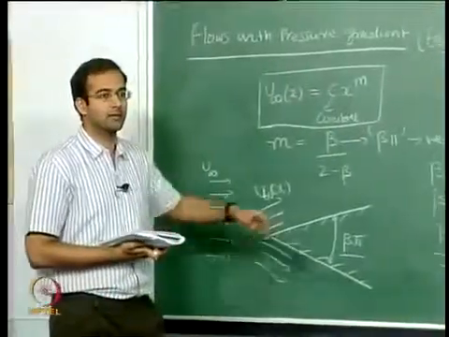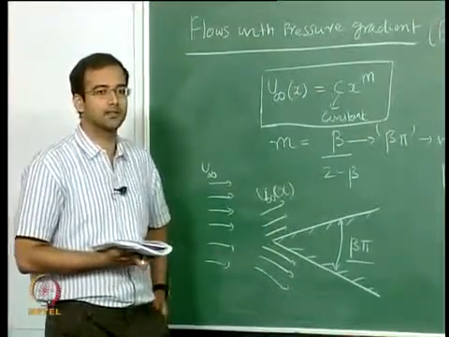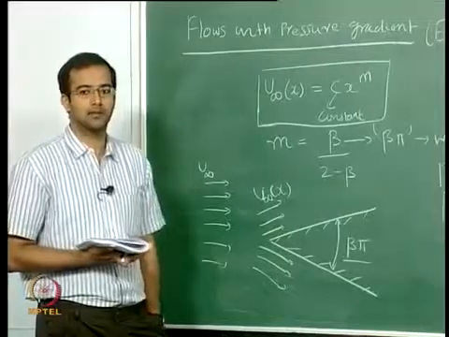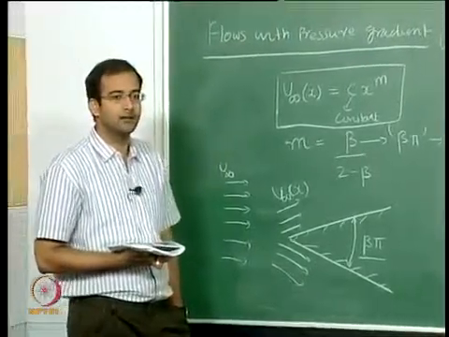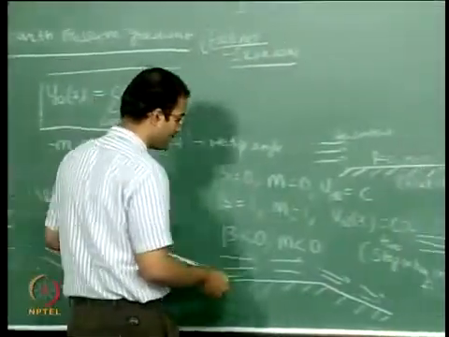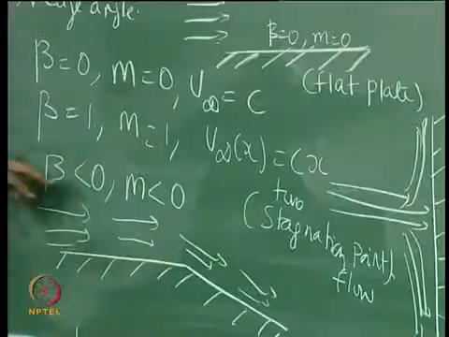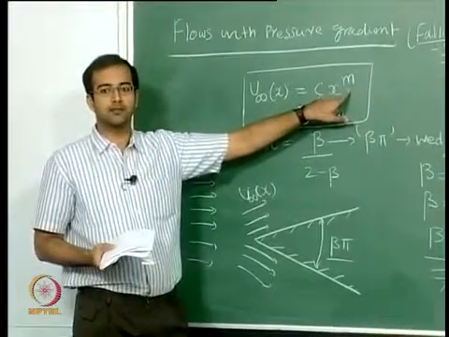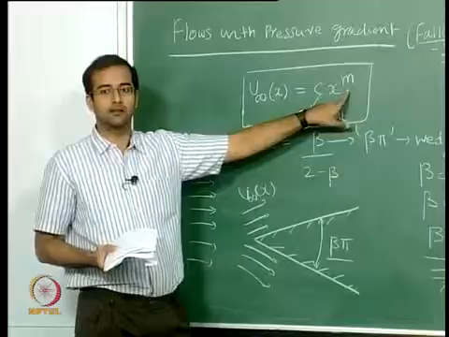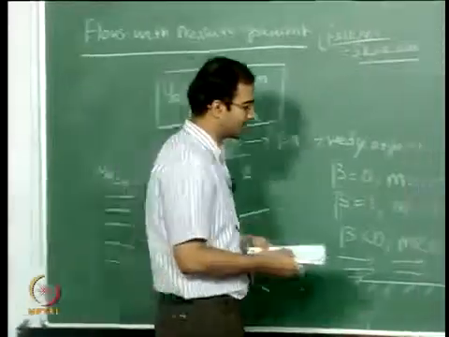so what kind of a pressure gradient here it is? Is it favorable pressure gradient or adverse pressure gradient? This is an adverse pressure gradient, okay, because why? Your m is less than 0, so your velocity has to decelerate, correct. So this is an adverse pressure gradient flow.